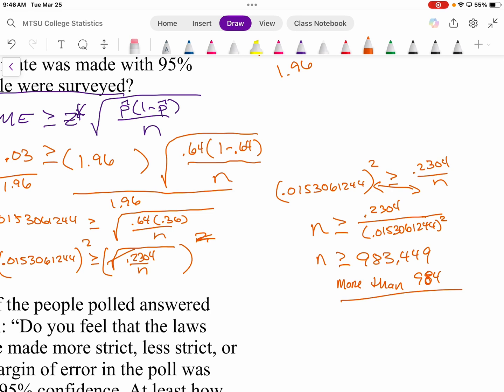No matter what your decimal is after the decimal point, you always round up.